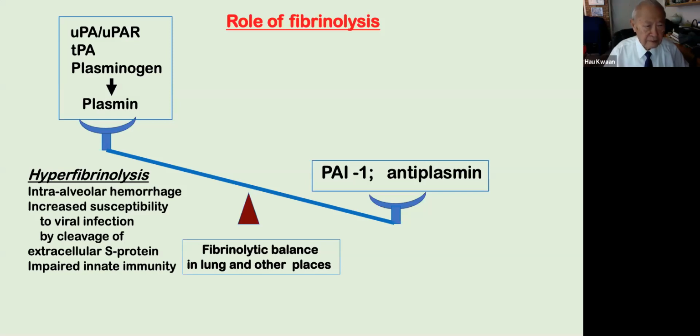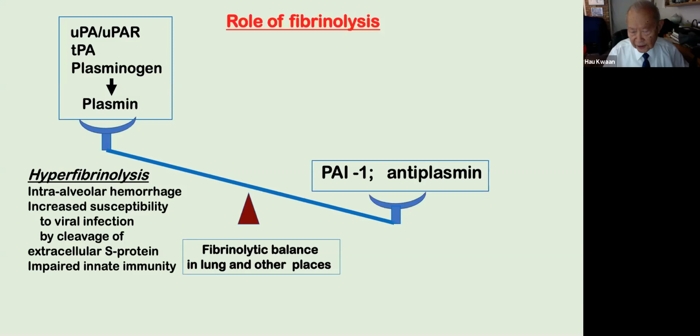One other less noticed function of plasmin is the cleavage of the S protein of the virus, and that increased the binding of the virus into the ACE2 expressed cells. One other one at the bottom is plasmin also can impair the innate immunity of the patient.